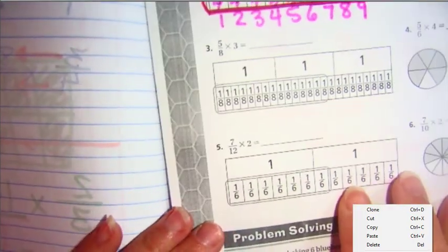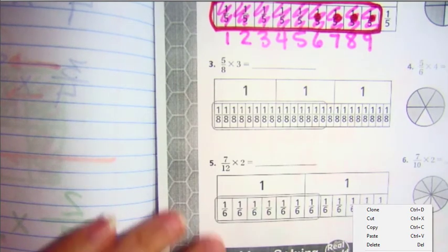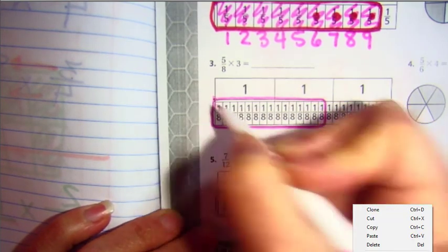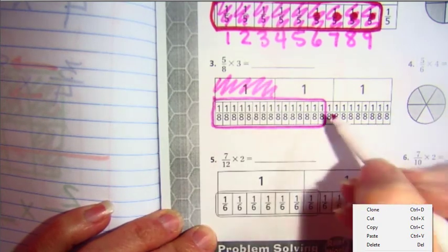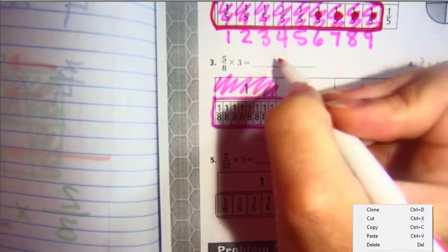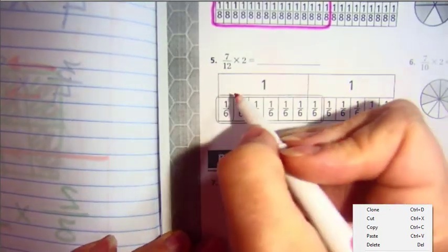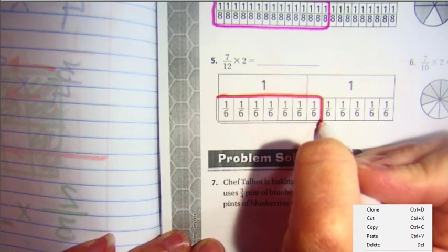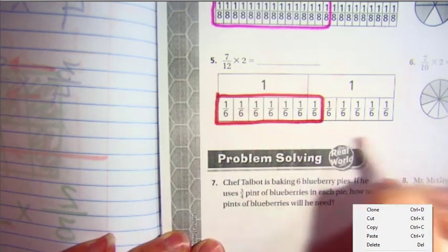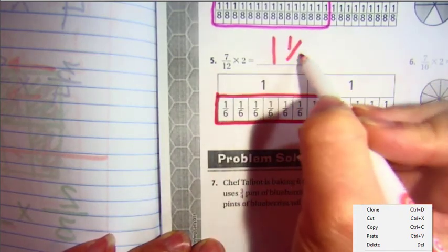I'll show you on another one. This is 3 wholes, 5/8 of 3. So you can see here they've circled this section here. And I can see that there are 8/8 shaded here. And this one is not quite 1 whole, it's 7/8. So my answer on this one would be 1 and 7/8. On this next one here, you can see they've circled your answer. This represents 2. They divided it into 12 pieces and they've circled 1 and 1/6. So my answer is 1 and 1/6.